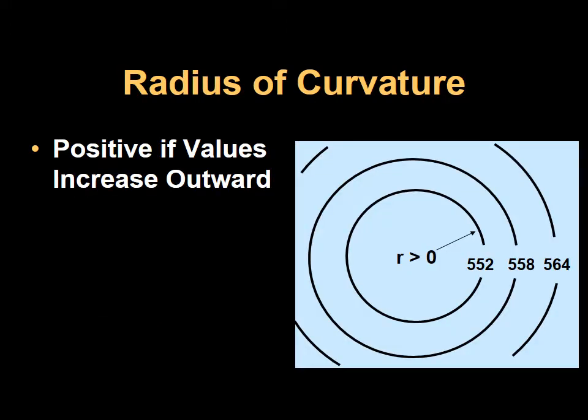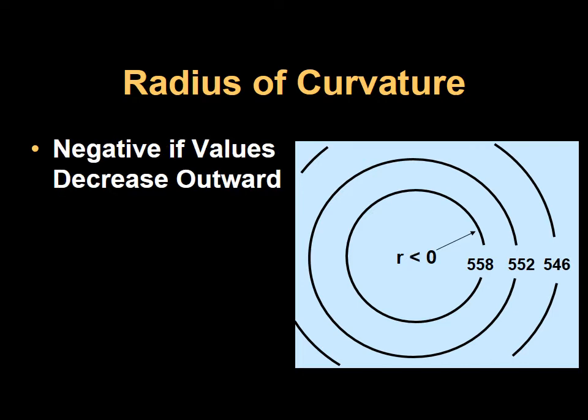field. First, before we define any of these concepts, we have to look at isopleths and then curved isopleths and then define, in other words, from the center of the curve or the circle outward, how do the values change? Based on that, we can define our radius of curvature as either positive or negative. So as you move out from a circle, if the values get bigger, in this case you can see values going from 552 to 558 to 564, then we define the radius of curvature as positive. Conversely, if the values decrease as you move outwards from the center, then we define the radius of curvature as negative.